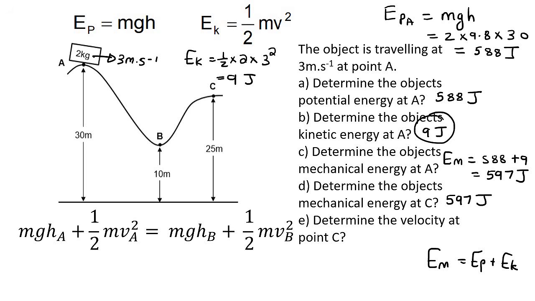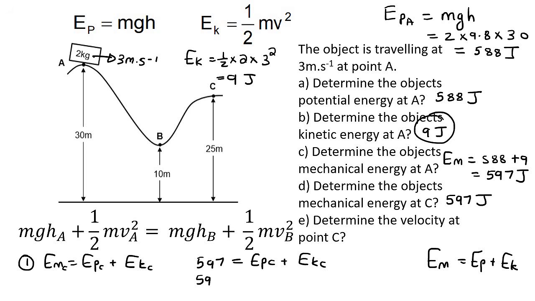So, I'm going to start by using this formula, okay? We know that mechanical energy is equal to potential energy plus kinetic energy. So this is method number one. Now we know the mechanical energy at point C, so we're doing C for all of these. So we could say 597 is equal to the potential energy at C plus the kinetic energy at C.